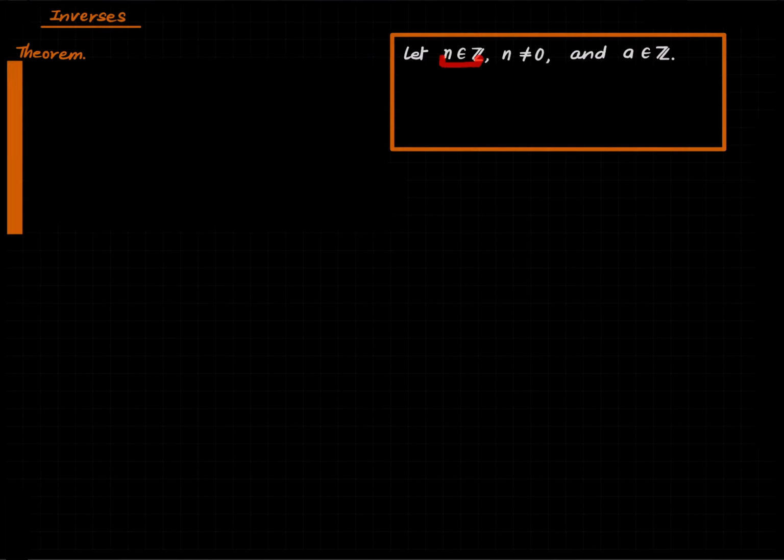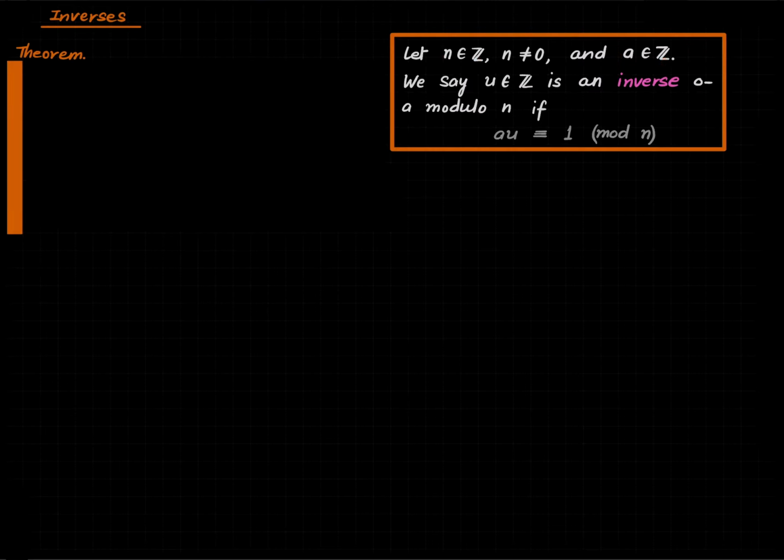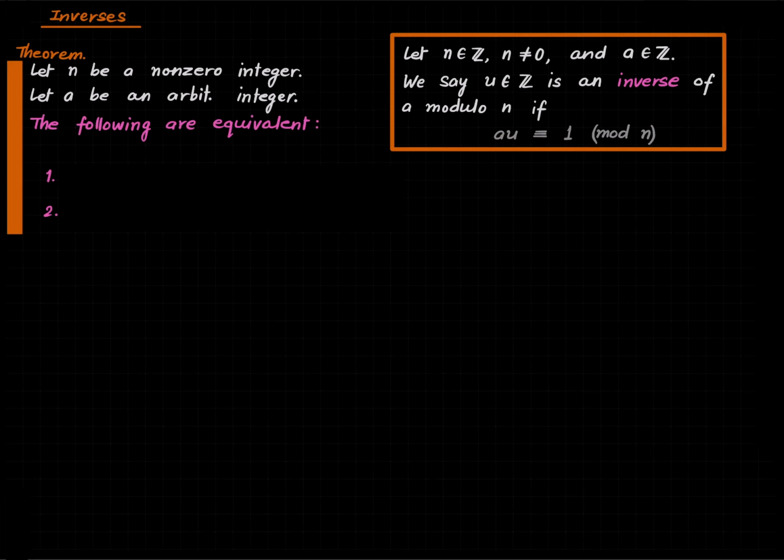Suppose we have a non-zero integer n and some integer a. We say that u is an inverse of a modulo n if this congruence holds, if a times u is congruent to 1 modulo n. That's the definition of inverse. You've seen it before. And here is the thing.